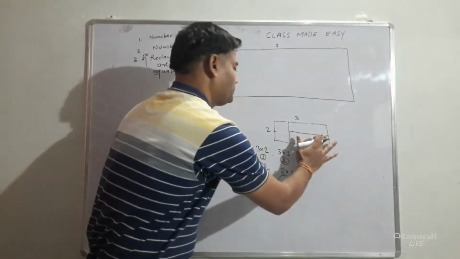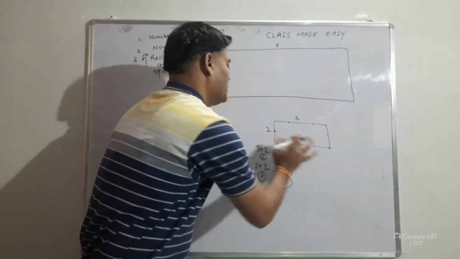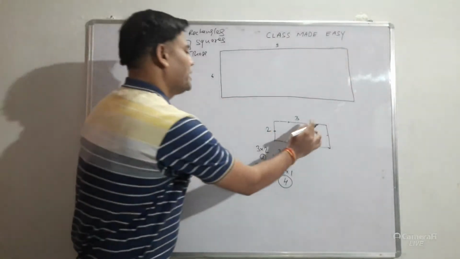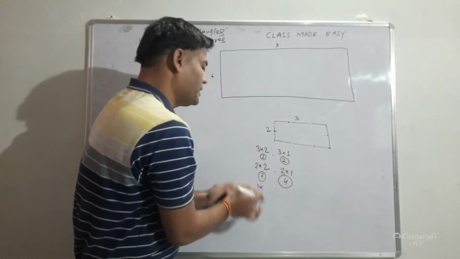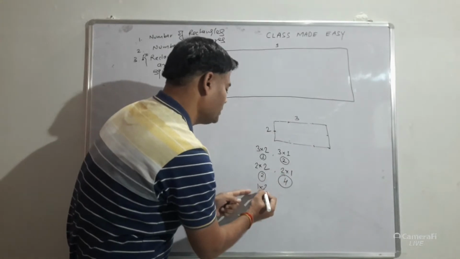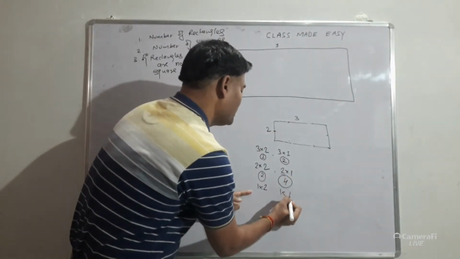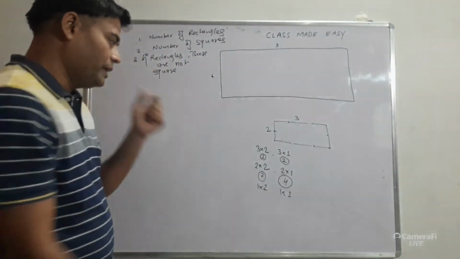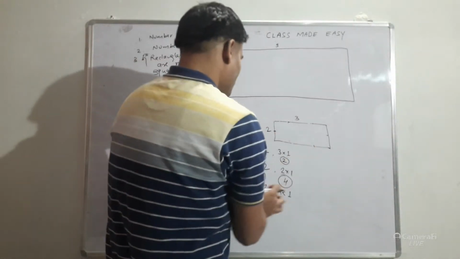Length is 1. Okay, students. So length is 1. So by 1 you can make how many rectangles? 1 by 2, the bigger one, and 1 by 1 is the smaller one. Okay. So 1 by 1 is, now see 1.